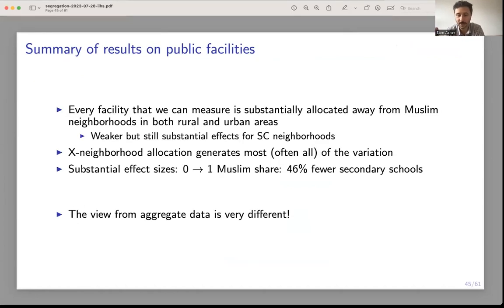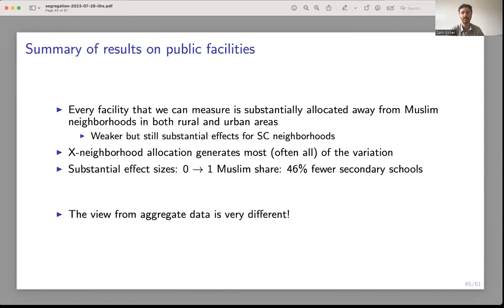So basically, to summarize our public facilities findings, we find that by every measure that we take, primary schools, secondary schools, and a bunch of other things, these public facilities are really kind of allocated away. There are large disparities in the provision of these facilities. They're less found in these SC and Muslim neighborhoods. It's more extreme for Muslims.